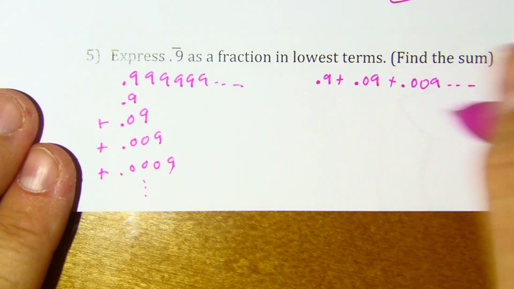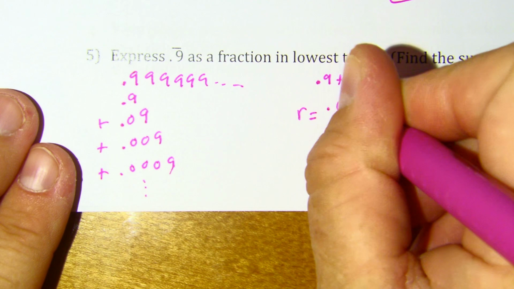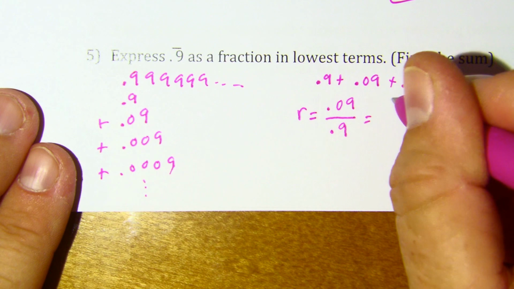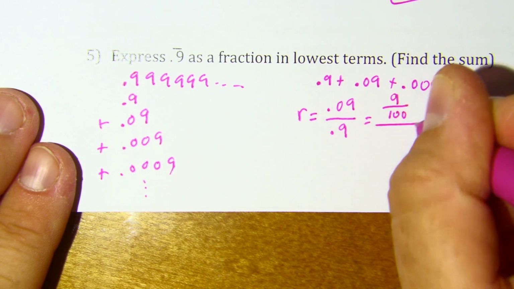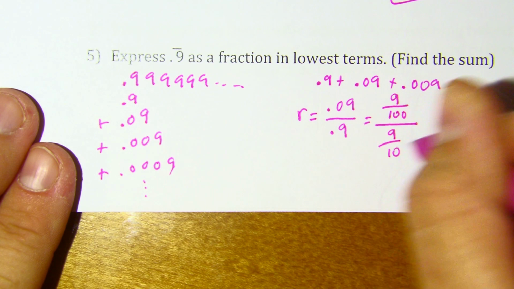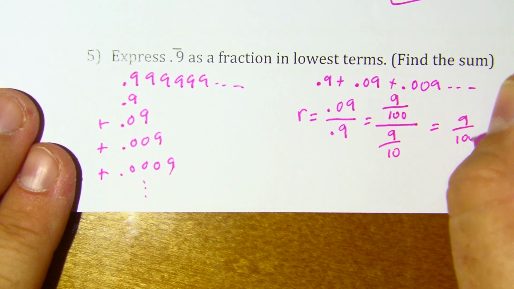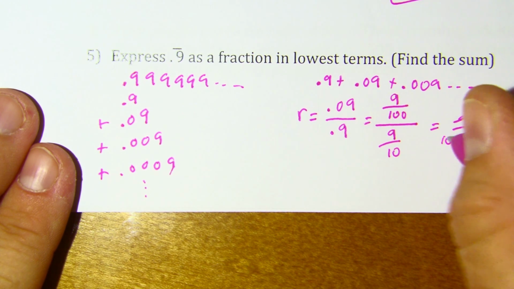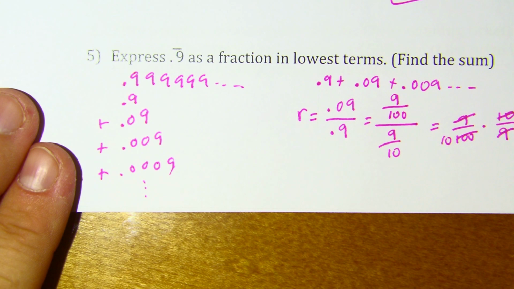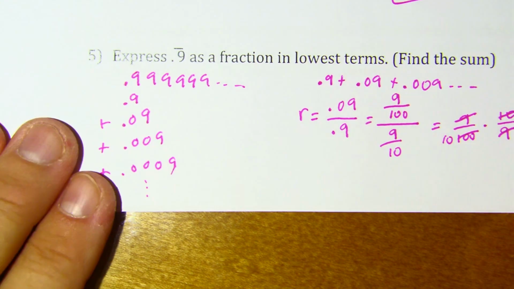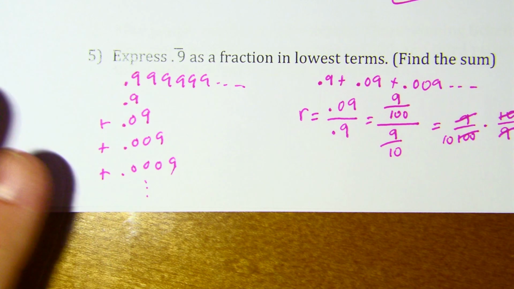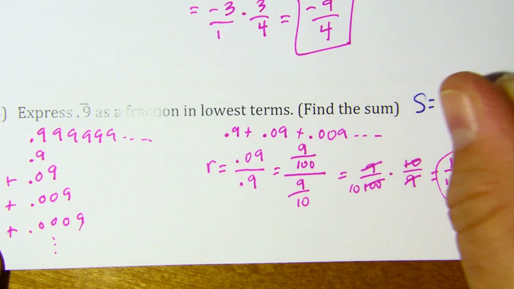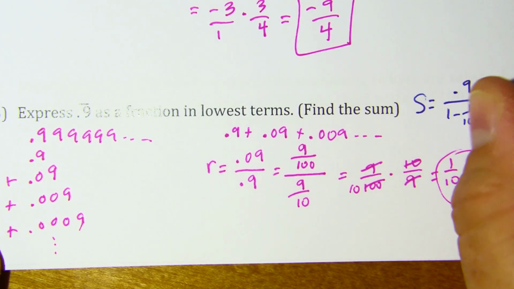So finding the common ratio would be 0.09 over 0.9. Well, 0.09 is the same thing as 9 over 100, and 0.9 is the same thing as 9 over 10, and that's 9 over 100 times 10 over 9. The 9's cancel, 10 and 100 reduce, and that's 1/10. So that's my R value. Now to find the sum, that would be the first term, which was 0.9, over 1 minus 1/10.